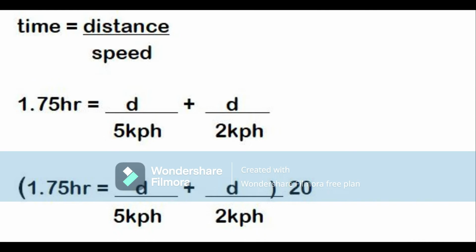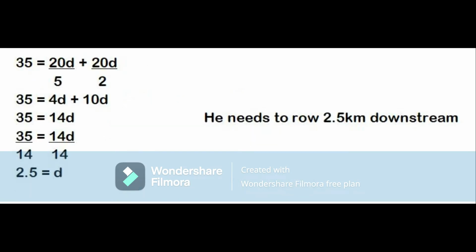2 km per hour. To simplify and eliminate the denominators, we multiply both sides by 20, which is the least common multiple of 5 and 2. Solving the equation, we get the simplified form of 35 equals 14D. Divide both sides by 14, and we will get 2.5 kilometers, which is the distance needed for the man to row downstream.